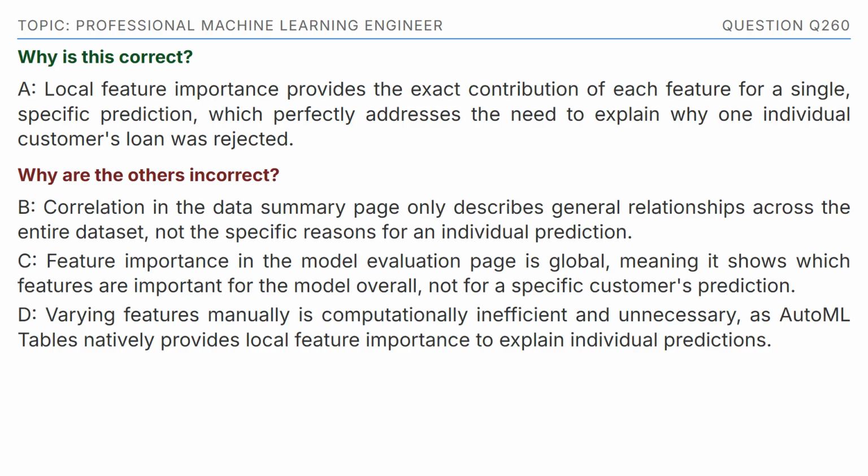Why are the others incorrect? B. Correlation in the data summary page only describes general relationships across the entire dataset, not the specific reasons for an individual prediction. C. Feature importance in the model evaluation page is global, meaning it shows which features are important for the model overall, not for a specific customer's prediction. D. Varying features manually is computationally inefficient and unnecessary, as AutoML Tables natively provides local feature importance to explain individual predictions.